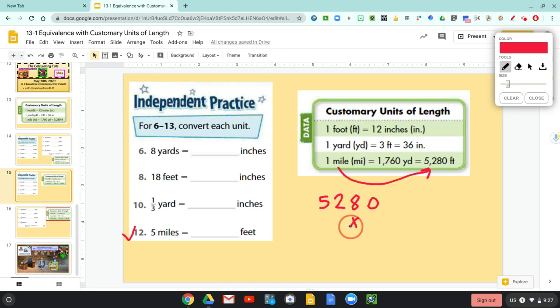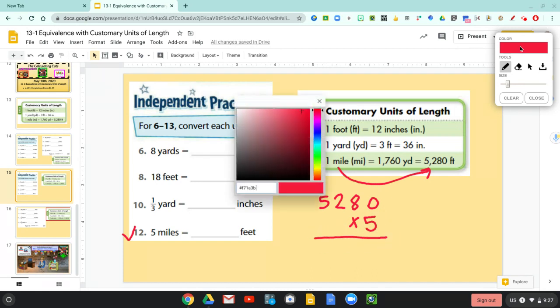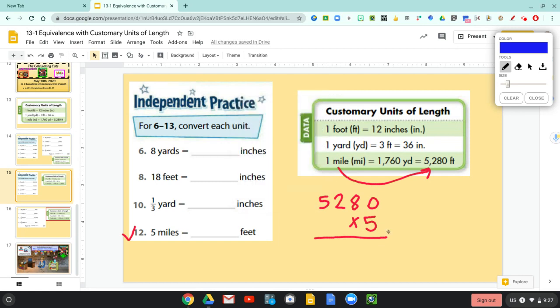So pause the video if you haven't done this problem, and I want you to try the multiplication by yourself, and then press play when you have that completed. All right, I'm going to switch to blue. So I've got 5 times 0, and any number times 0 is 0. I've got 5 times 8, which is 40. So I'm going to drop the 0 and regroup the 4.